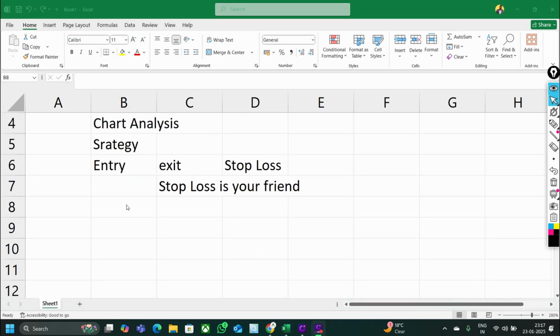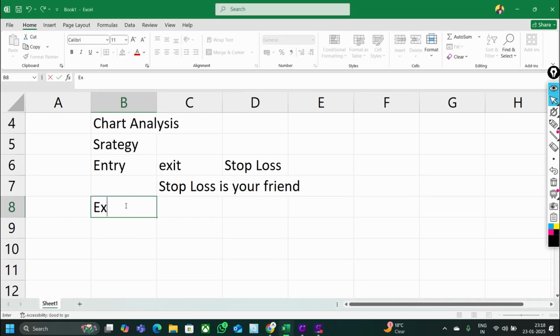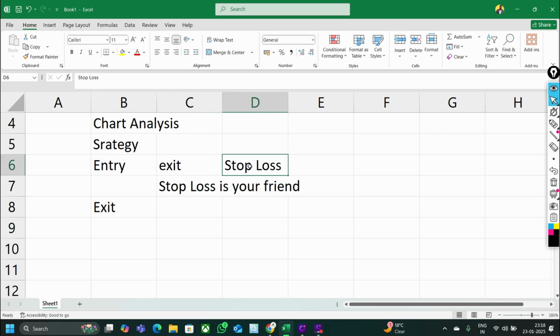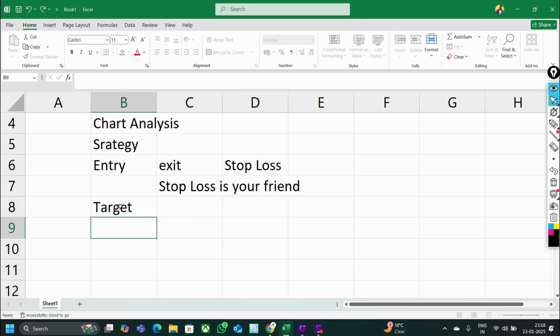And we also have to know where to exit. So before taking a trade, we know where we have to take entry, where we have to take stop loss, and where we have to exit. Sorry, this is the target. So entry, exit, stop loss, and target, everything you have to know before taking a trade. And you have to follow risk management also. You can take a target of 1:2. There is risk management you have to follow.